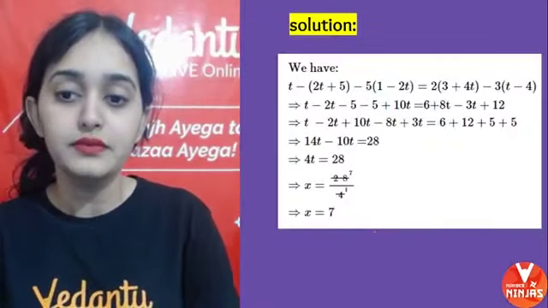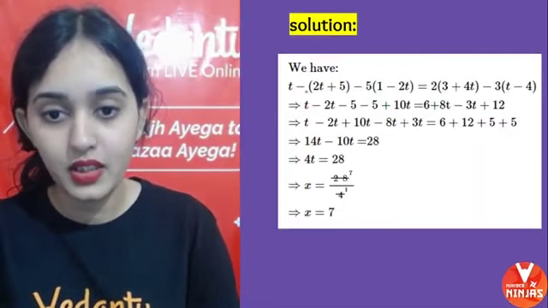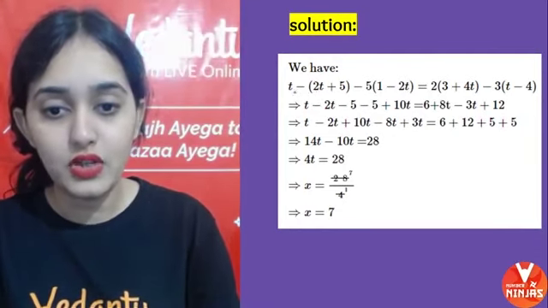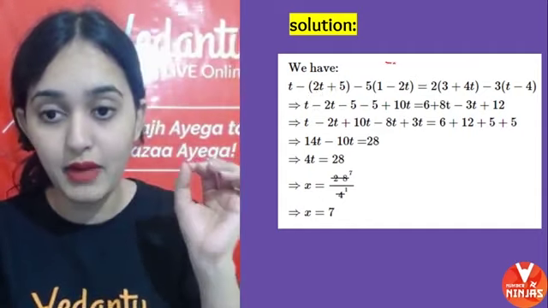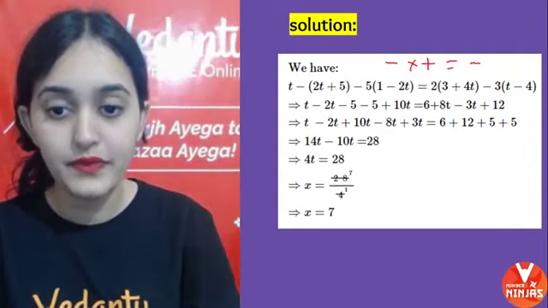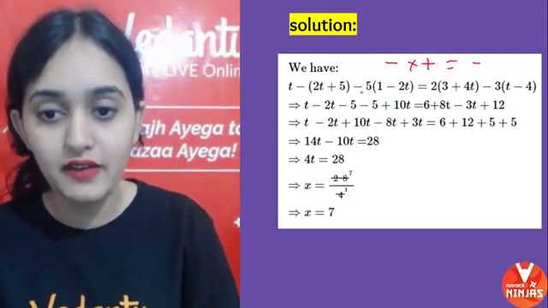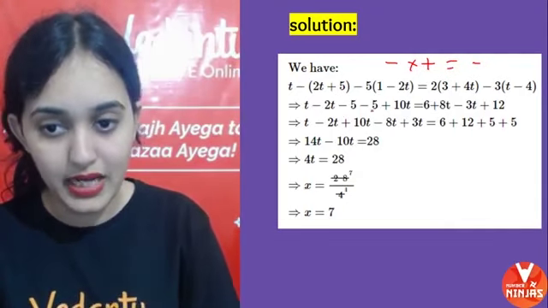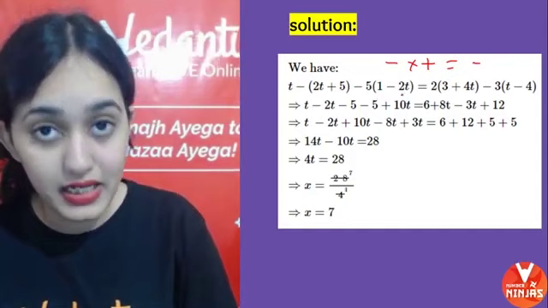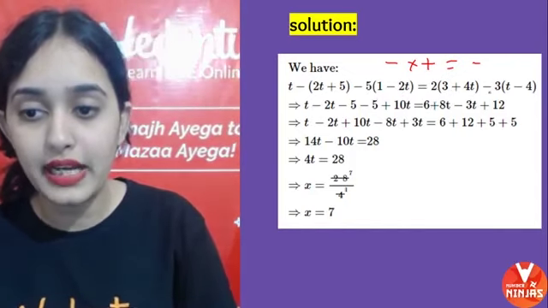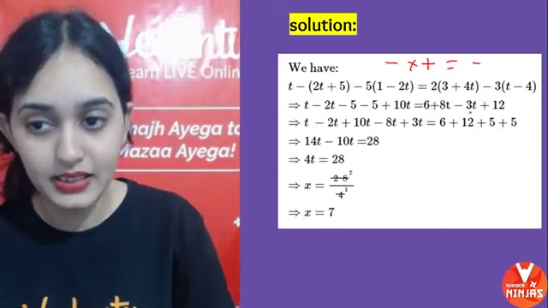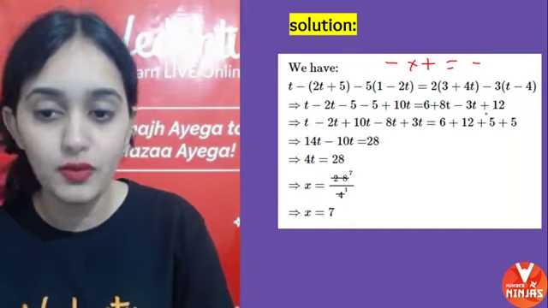Let's solve it. Opening the bracket, t minus 2t. So it will become t minus 2t. Minus plus will be minus, right? Minus into plus is minus. So minus plus minus 5. Minus 5 into 1, minus 5. Minus 5 into minus 2, plus 10. 2 into 3 is 6. 2 into 4, 8. Minus 3 into t, minus 3t. Minus 3 into minus 4, plus 12.